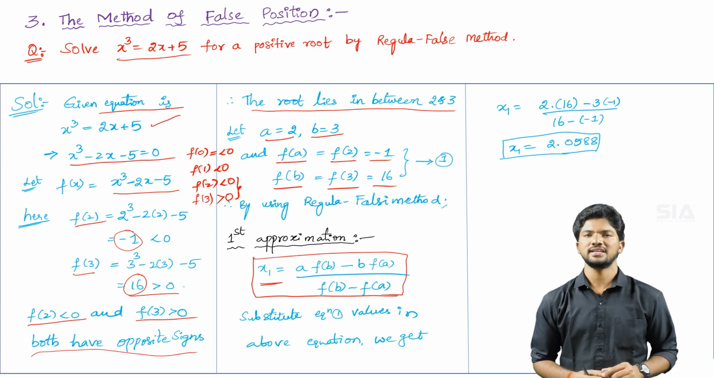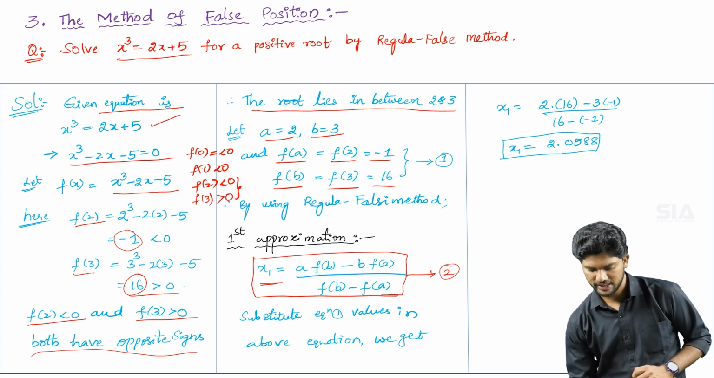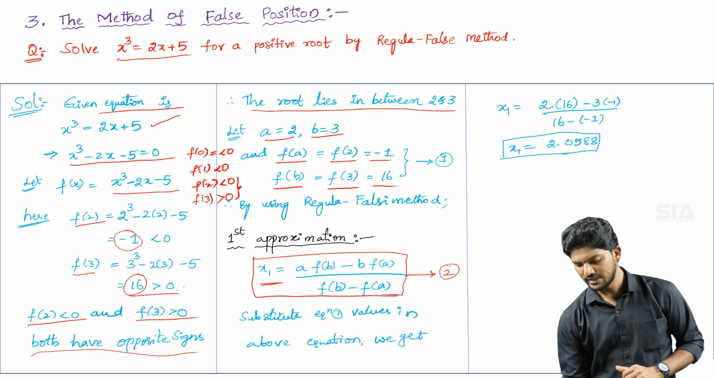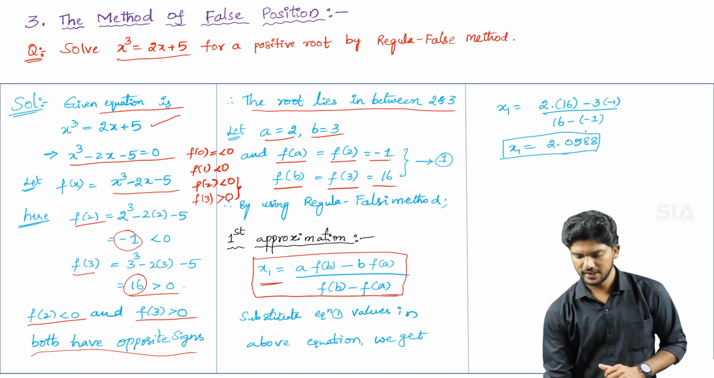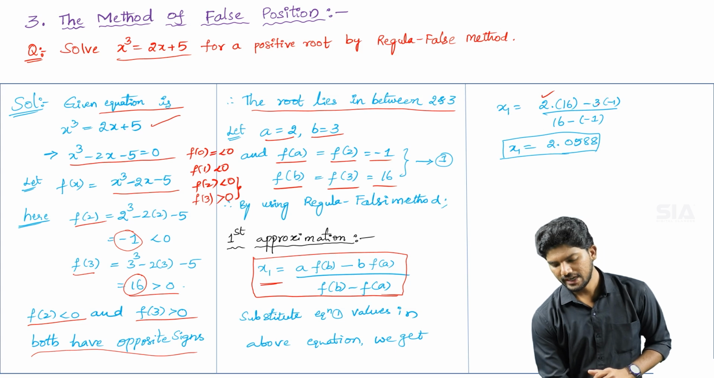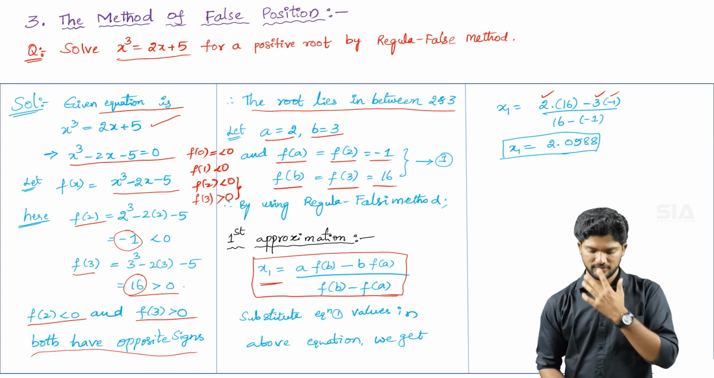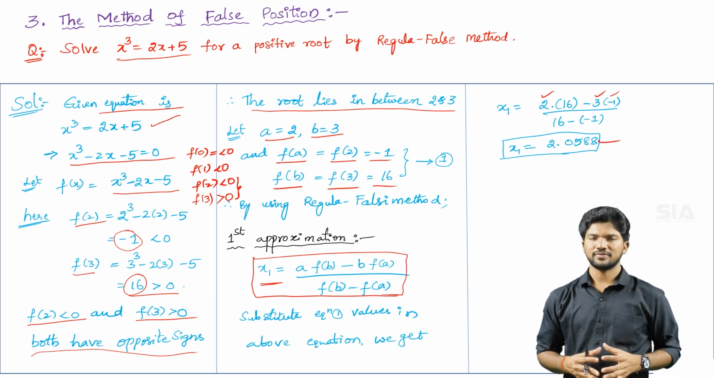Substitute all those values in this equation. So substitute equation number 1 values in the above equation, you will get x1 is equal to a into f of b, 16, minus b, 3, into f of a, minus 1, by 16 minus of minus 1. If you simplify that value, x1 is equal to 2.0588.